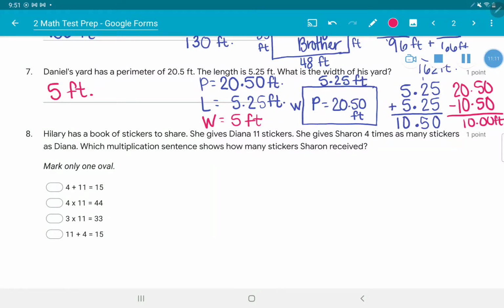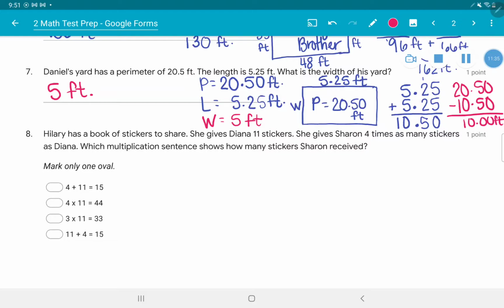Hillary has a book of stickers to share. She gives Diana 11 stickers. She gives Sharon 4 times as many stickers as Diana. Which multiplication sentence shows how many stickers Sharon received? This one's easy. What am I going to have to multiply to find out how many? 4 times 11.